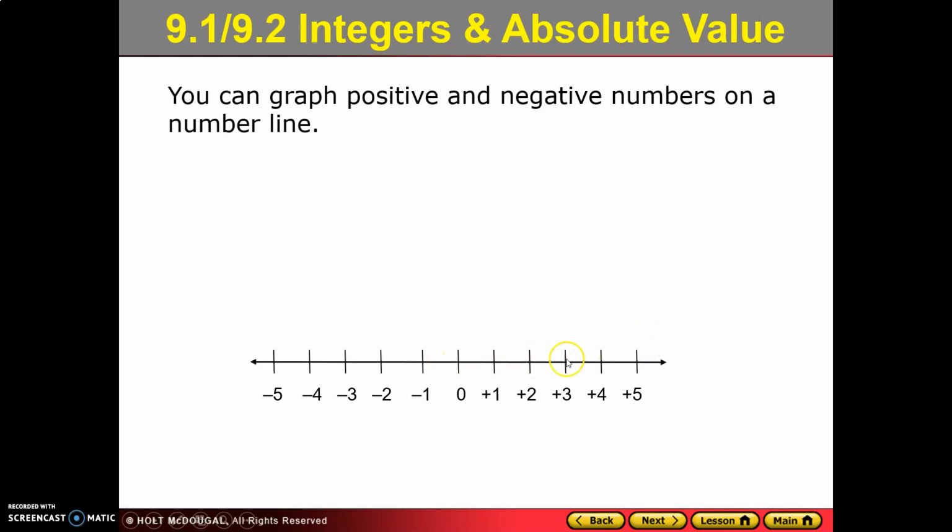Anything to the right of 0 is positive. That's the number line we're used to seeing, right? Now we're adding the negatives in. So anything to the left of 0, it's getting smaller and it's becoming negative.